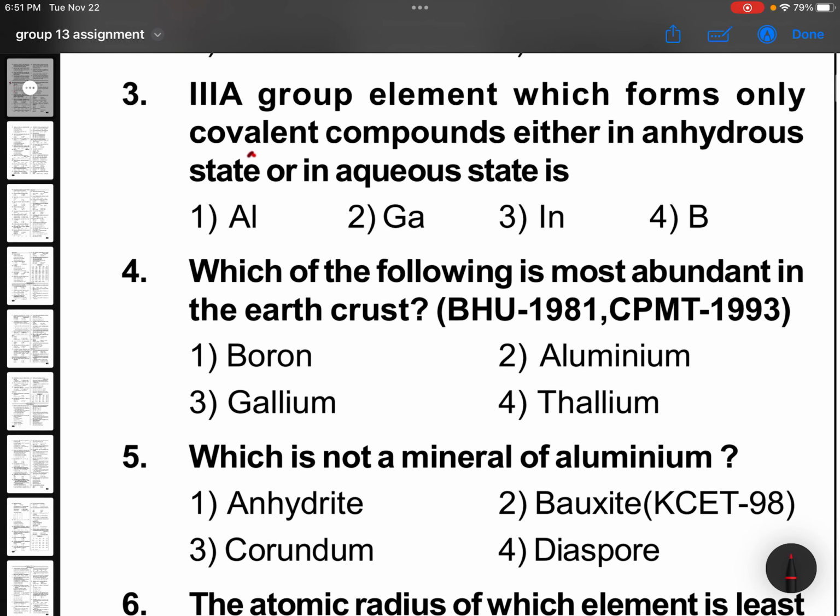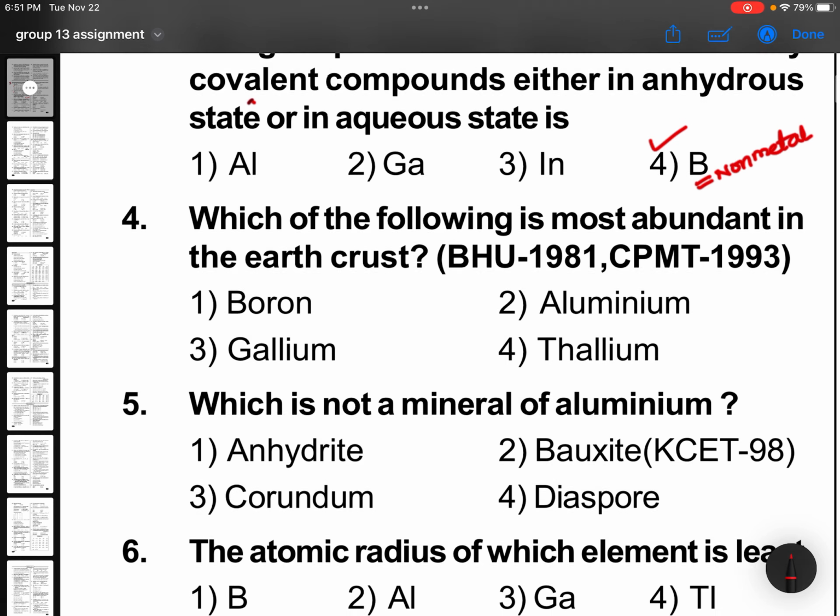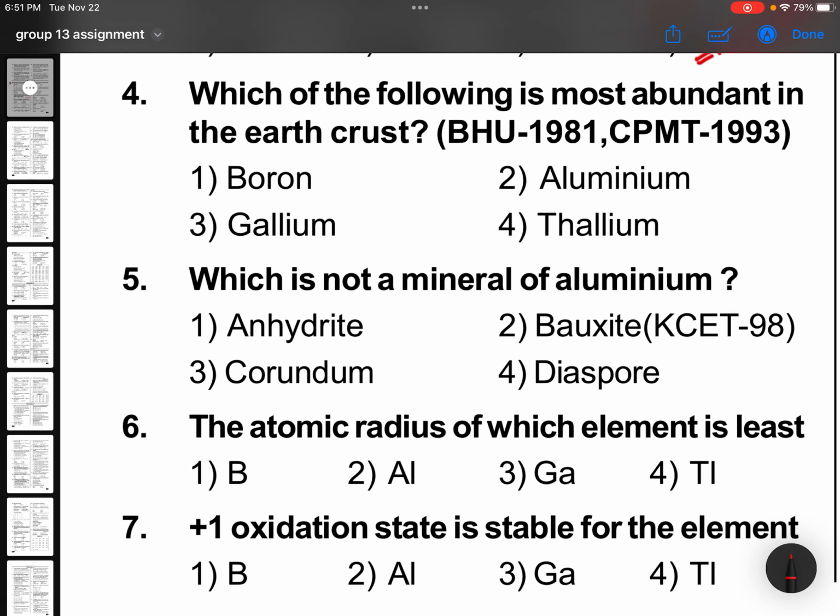Third A group element which forms only covalent compounds, either in anhydrous state or otherwise, generally that credit goes to boron, because boron is a non-metal. Non-metals form covalent compounds.